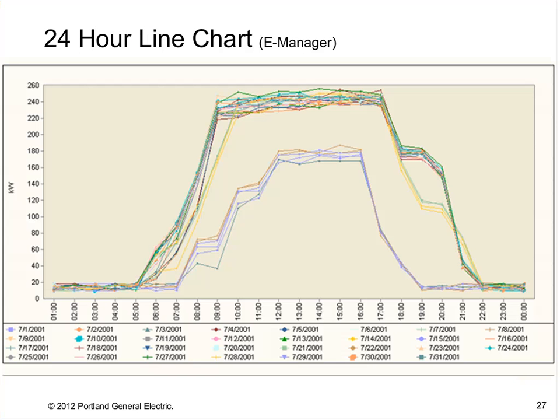Okay, this next example of a load shape is a 24-hour line chart from our eManager program. It has the hours of the day on the bottom and the kW on the left axis. At first glance, I know there's a lot of lines and it's kind of hard to make sense of it all, but each line represents one day of the month.